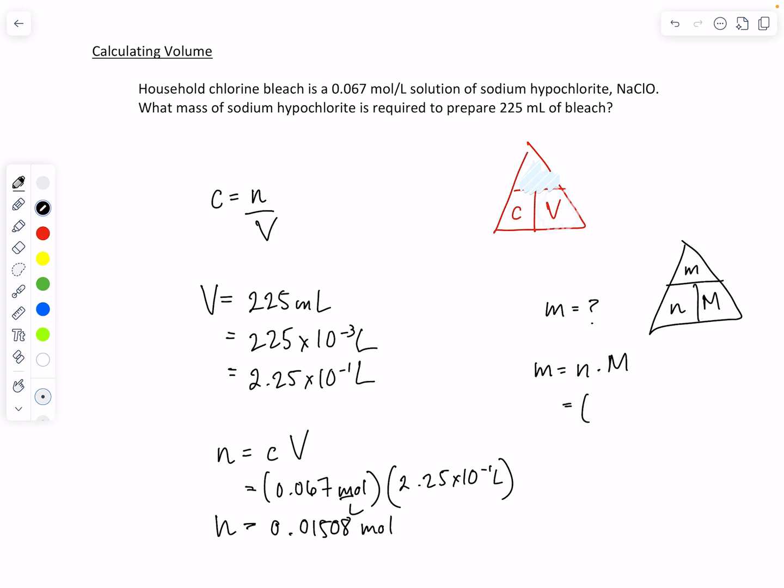We just determined the number of moles, and we're going to multiply this by the molar mass of sodium hypochlorite, which is 74.4 grams per mole. If we punch this into our calculator, we end up with 1.12 grams of NaClO.